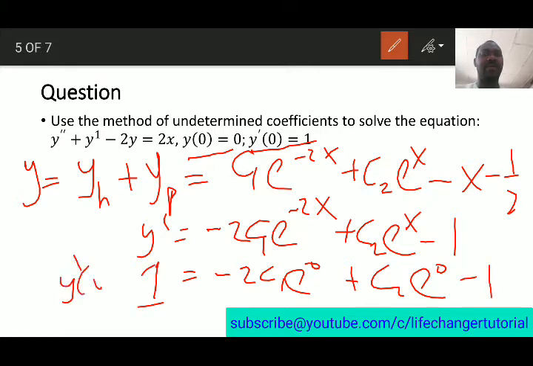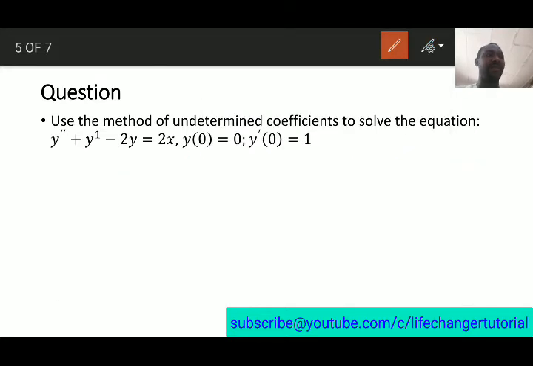Remember that y prime 0 is equal to 1. So that's 1 equal to this. So it means that if we collect like terms, we are going to get minus 2c1 plus c2 is equal to 2. That's exactly what we are going to get. You can write that somewhere: minus 2c1 plus c2 is equal to 2, which we can solve simultaneously. So let's bring them down to solve them simultaneously.